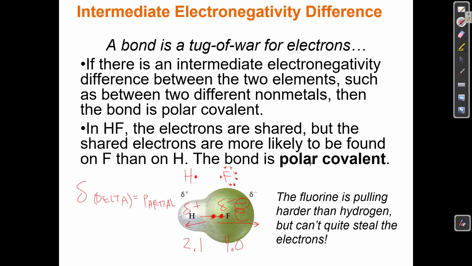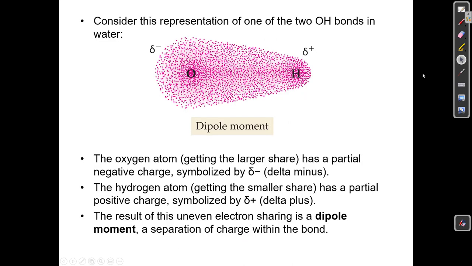We call this a polar covalent bond. Polar. So the fluorine is pulling the electron toward itself. Excuse me. So this is kind of what that looks like. Between an H and an O, the H has less electronegativity than the O. The O can pull on the electrons harder.